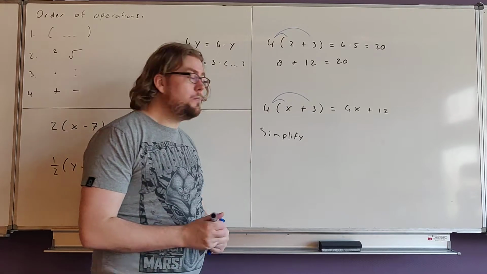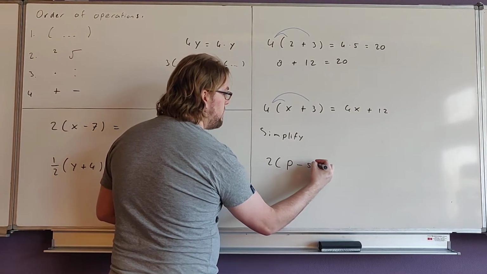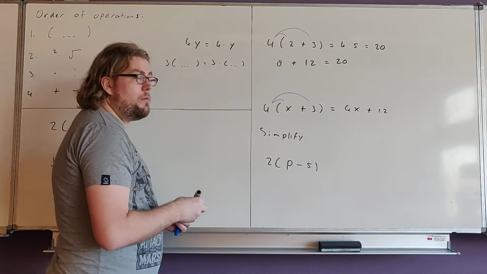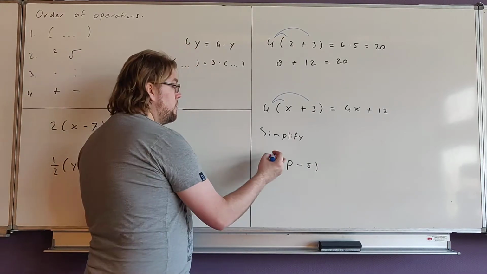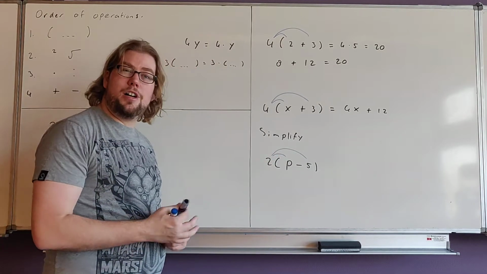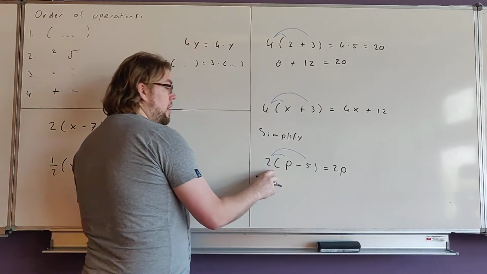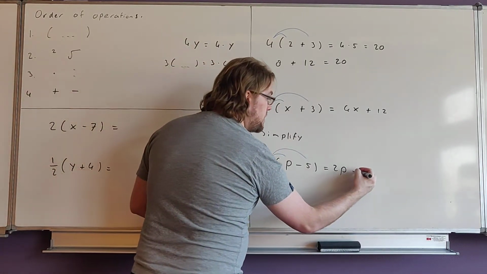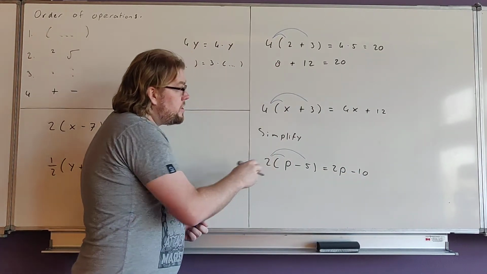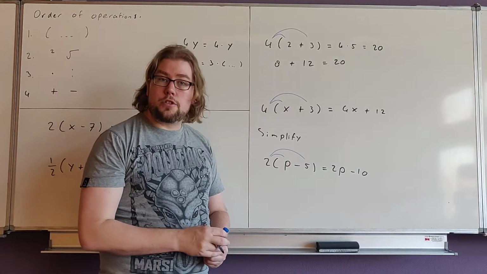Let's do another example. I have 2 times (p minus 5). So if you want to work out the brackets, you have to do 2 times p and 2 times minus 5. So 2 times p is 2p, and 2 times minus 5 is minus 10. So this is how you work out the brackets. You need this for paragraph 2 of chapter 8.